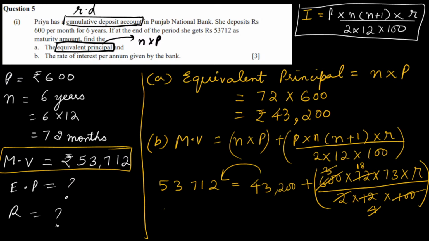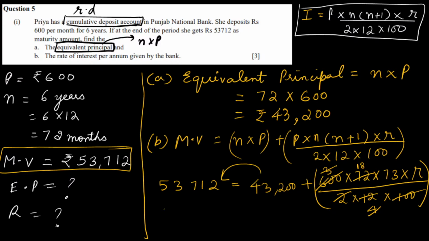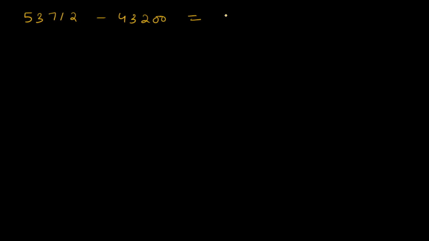Now 53,712, when I shift this to other side, it will get subtracted. 53,712 minus 43,200. This is equals to 18 into 73 into R. Remaining everything we cancelled. Now this subtraction, if we do, how much we will get?